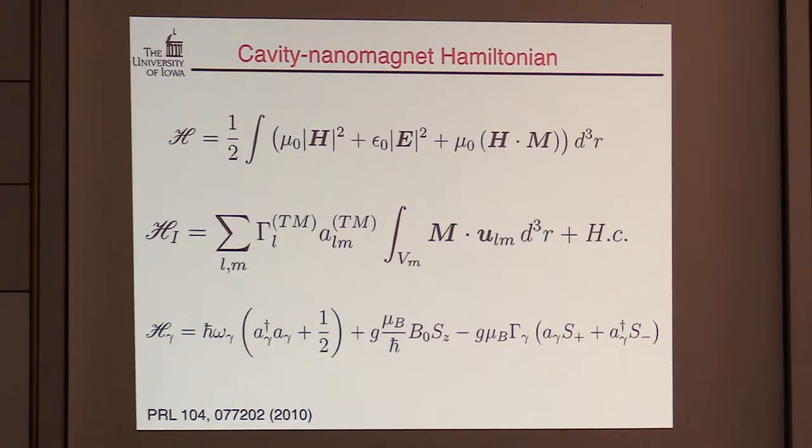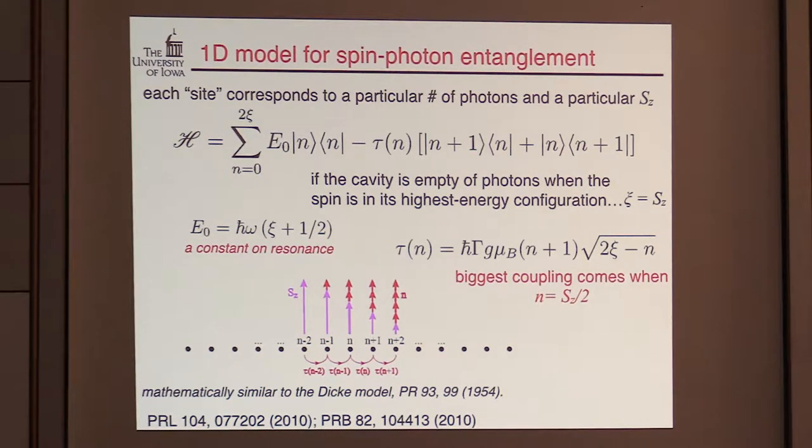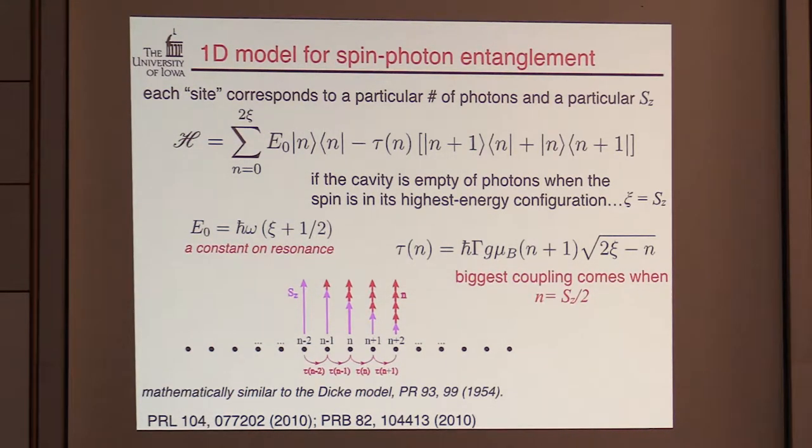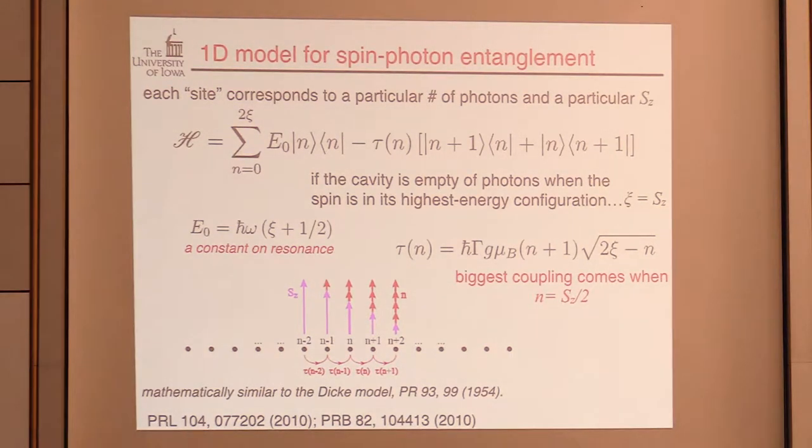So in order to look at that, we considered a case where you start with a nanomagnet oriented in the highest energy configuration in that magnetic field and no photons in the cavity. So that's the number that we have of excitations in the system. And so we're working with a range from all spin excitations and no photons to all photon excitations and no spins. And you have, in principle, 10^9 possible positions along that row corresponding to different numbers of spin, different spin projection along the axis, and different number of microwave photons.